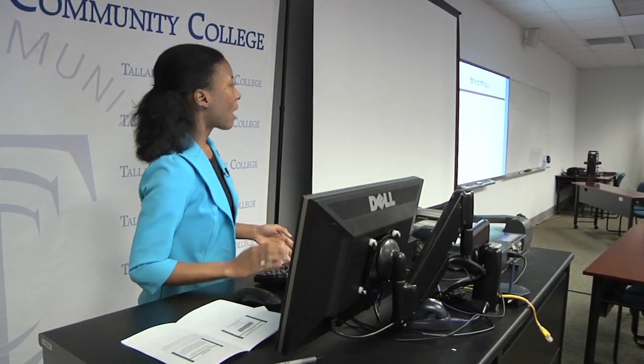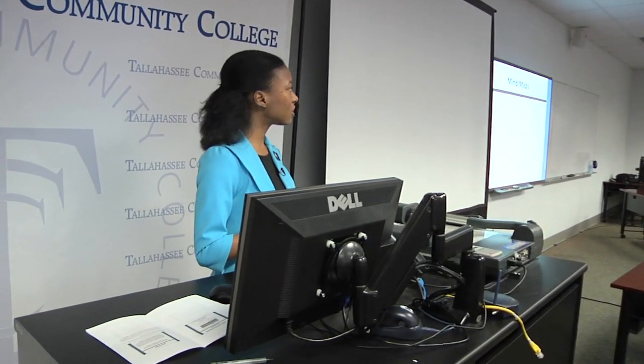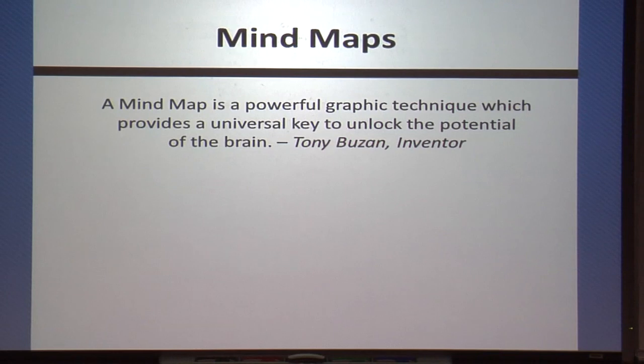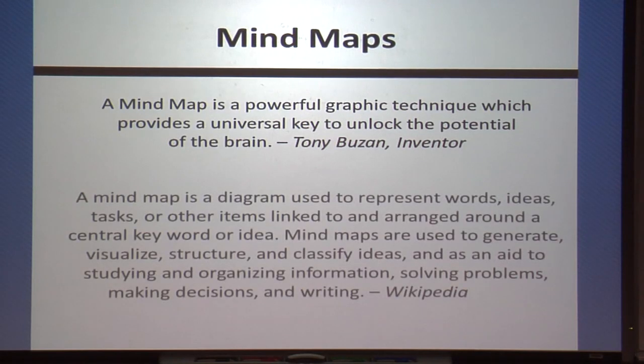Now, mind maps are a little hard to define, but the inventor, Tony Buzan, says a mind map is a powerful graphic technique which provides a universal key to unlock the potential of the brain. Others say a mind map is a diagram used to represent words, ideas, tasks, or other items linked to and arranged around a central keyword or idea. Mind maps are used to visualize, structure, and classify ideas, and as an aid to studying and organizing information, solving problems, making decisions, and writing.